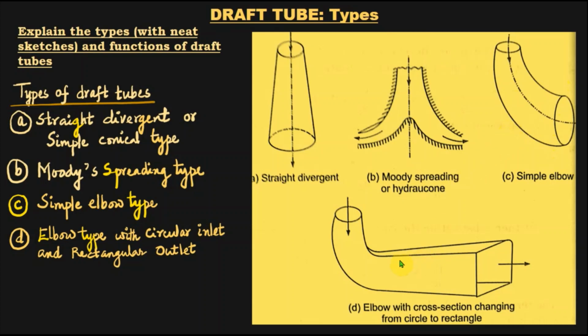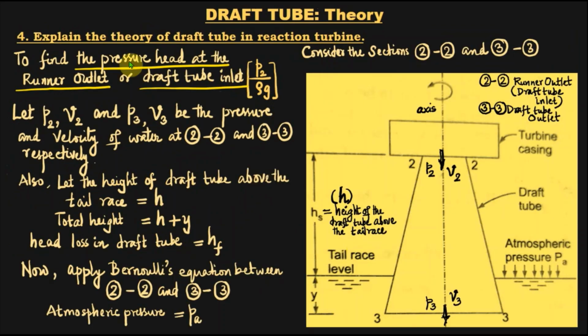Now, we have another type, and we are familiar with this already. So, this particular draft tube has a circular inlet and a rectangular or square cross section at the outlet, and this is an elbow again with the cross section changing from circle at the inlet to rectangle or square at the outlet. This type of draft tube is also reported to have the efficiency rating as high as 85%.